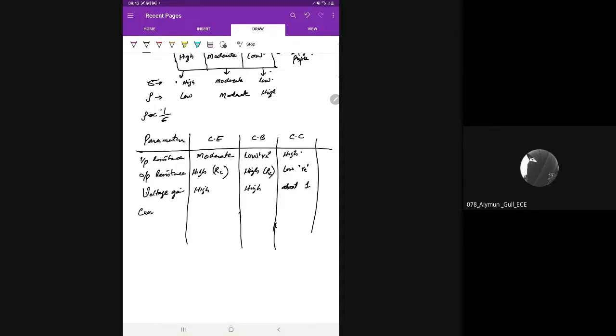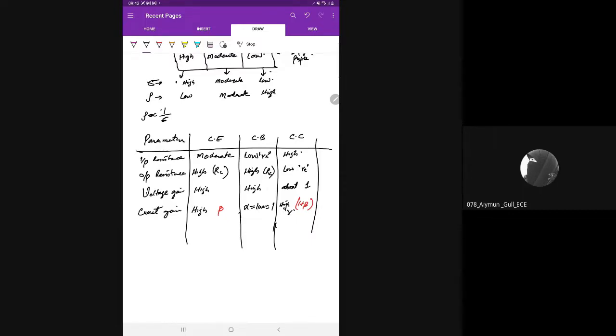Similarly, you have current gain. In common emitter, current gain is beta, and beta is very high. The value of beta is quite high. In common base, current gain is alpha. And what is alpha? In common base, alpha is low, nearly equal to 1. And in common collector, current gain is also high, and the value is 1 plus beta. It is basically gamma.